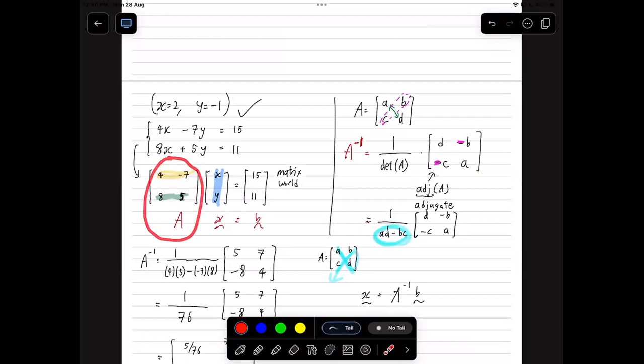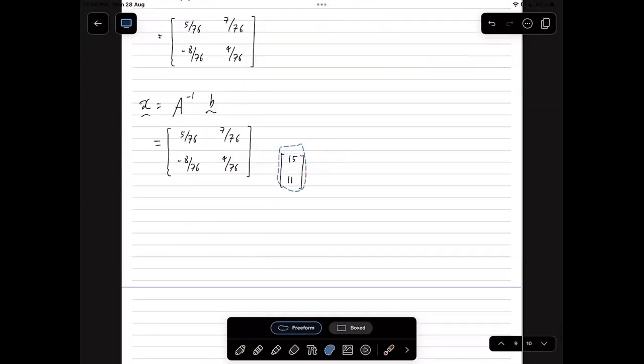A is the square matrix, X is the solution, X and Y, B is the column, which is 15, 11. Okay, this one is fine, it's B. Do you understand the notation? A, X, and B. Clear? Then you just copy the B down, multiply by B.